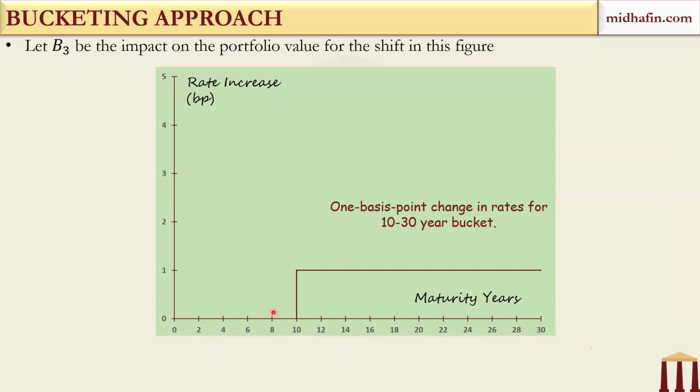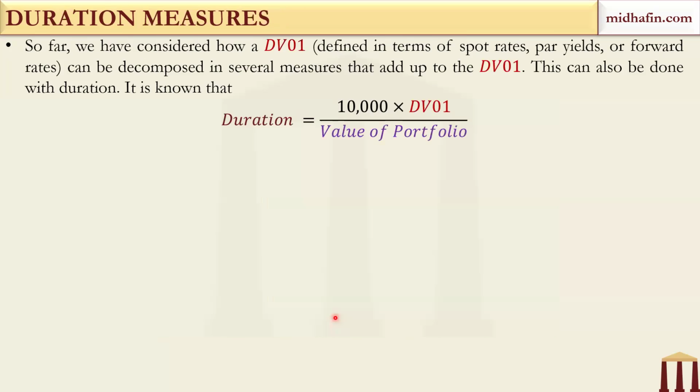Now within each bucket, all the rates will change by the same basis point. So if I say the 12-year rate changes by 1 basis point, all other rates will change by 1 basis point in this bucket only. And again, if the 9-year rate changes by 1 basis point, what will be the effect on the 12-year rate? No effect, because the 12-year rate does not fall in the bucket in which the 9-year rate is. The 9-year rate is in the bucket formed using 2 to 10-year rates. So that's the idea.